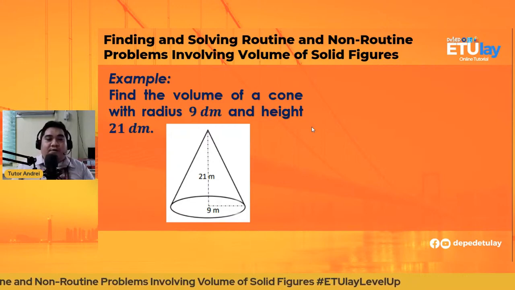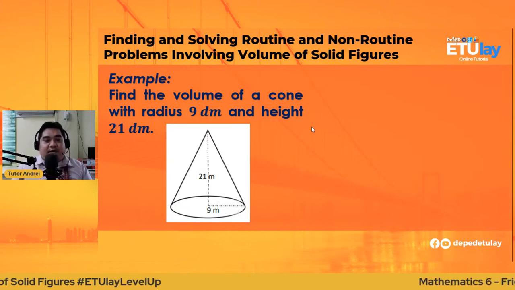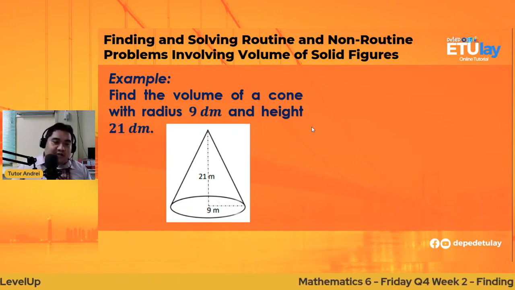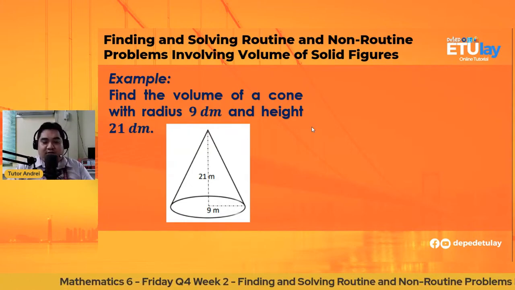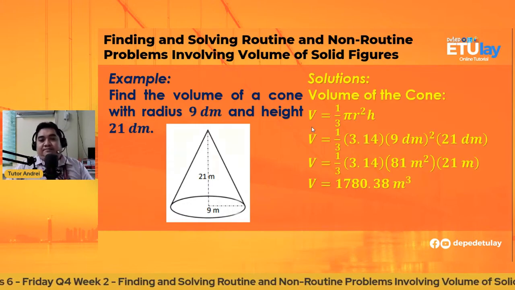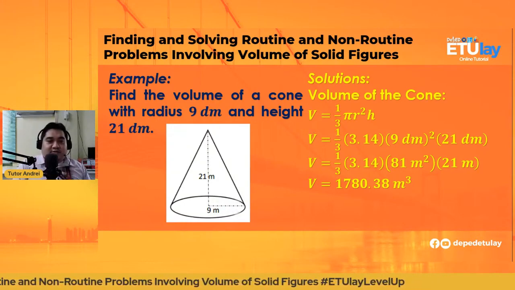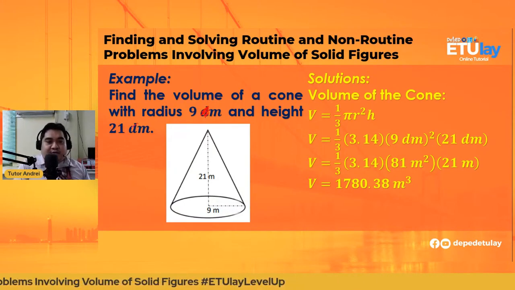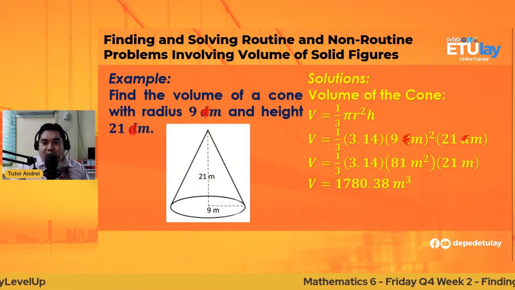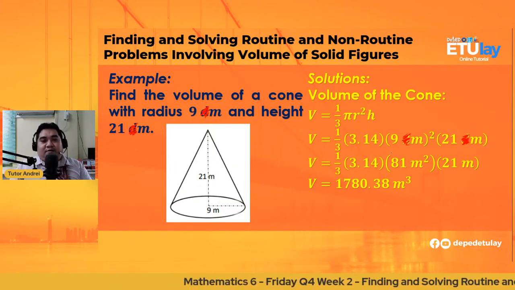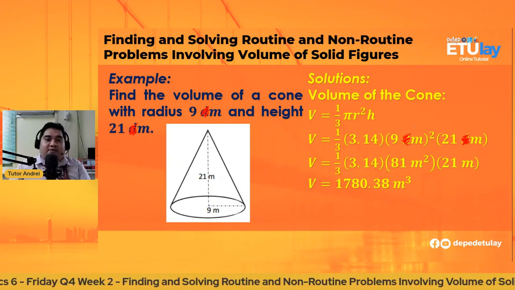So in our example earlier, find the volume of a cone with radius 9 decimeters and height 21. I stand corrected. It should be meters, because the meter is used as our unit of measurement. So let's disregard the D. So finding the answer in meters, since our given is in terms of meters, we are now going to find the volume. Again, using the formula, volume equals 1/3 times pi r squared h.